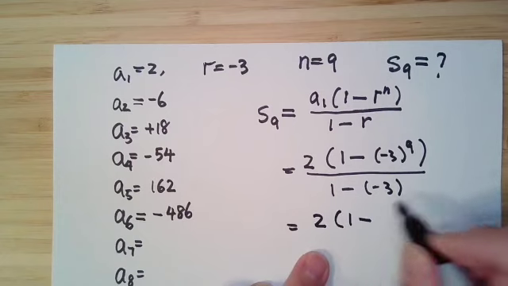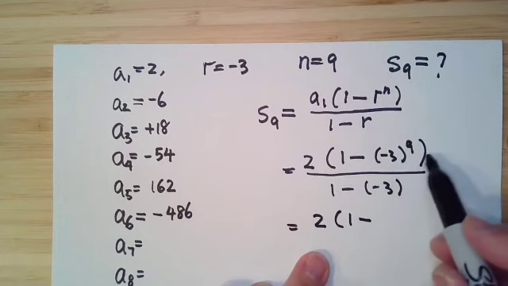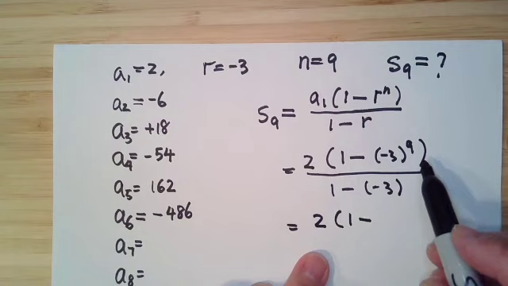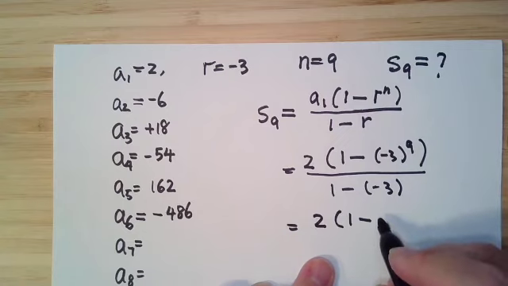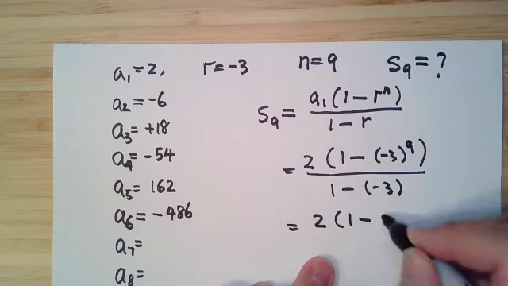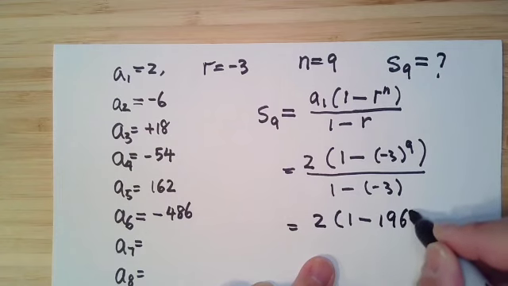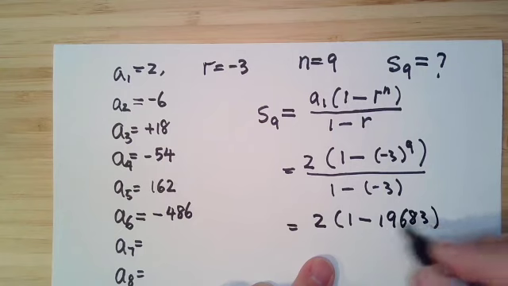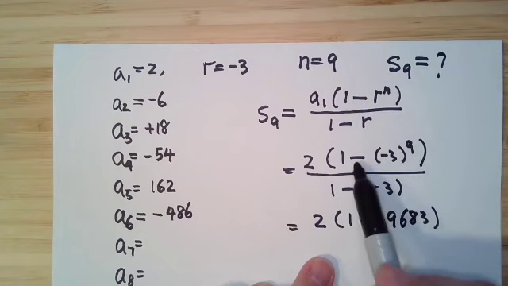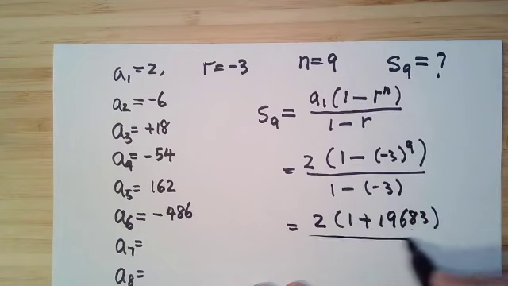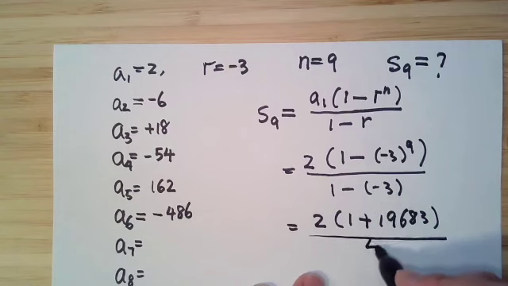That's going to be 1 minus, let's calculate this. -3 to the 9th power, you can use a calculator to do that. It's going to be 3 times 3 times 3, 9 times. And I can tell you the answer, it's 19683. And it's positive because -3 nine times, this is an odd number, so it has to be negative. Then negative becomes positive, and the denominator is 1 minus -3. I get a 4.